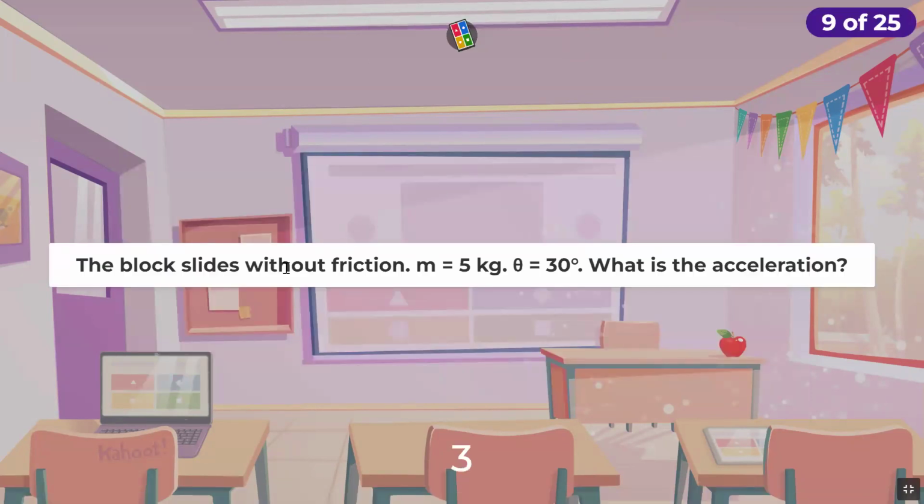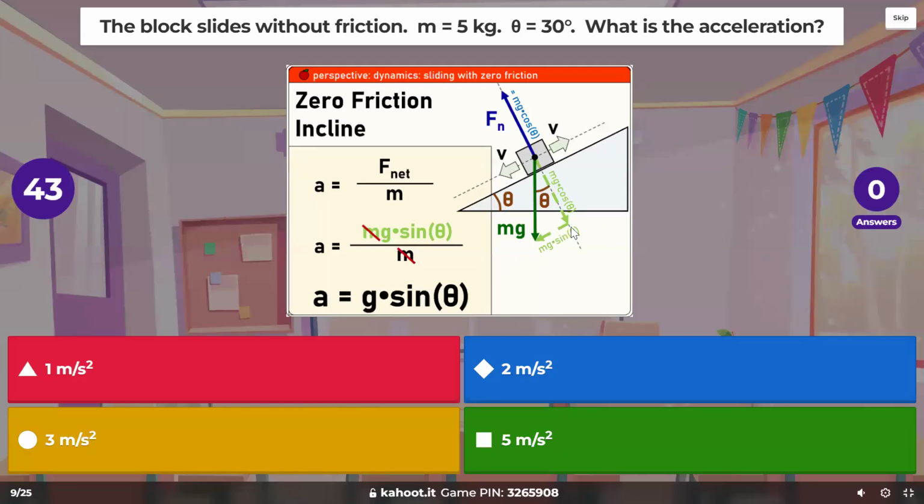Block slides without friction, which means it's going to accelerate. 5 kilograms, 30 degrees. What's the acceleration? Now this one's a shorter proof. So it goes like this. This mg sine theta component right here is the net force that's acting on a block of mass m. The m cancels. So the acceleration is very simply g sine theta. So can you guys plug in 10 meters per second squared times sine of 30 degrees? Speaking of which, what is sine of 30 degrees? Yeah, 0.5 exactly. So what's half of Earth gravity? So that would be the answer, wouldn't it?